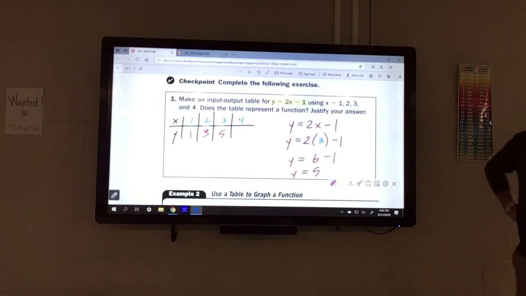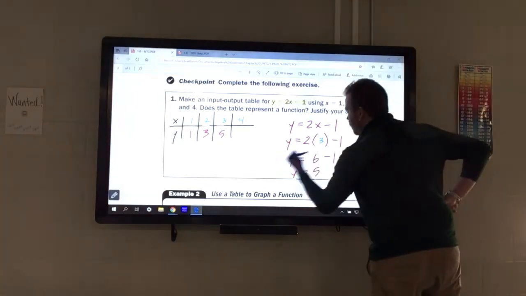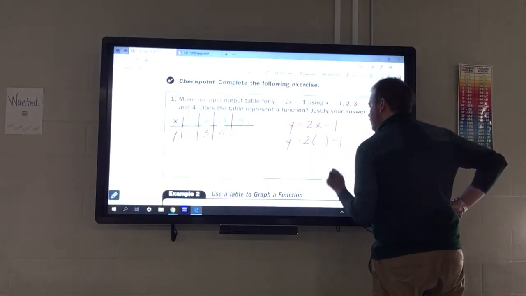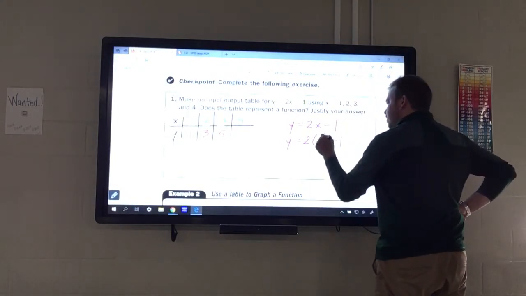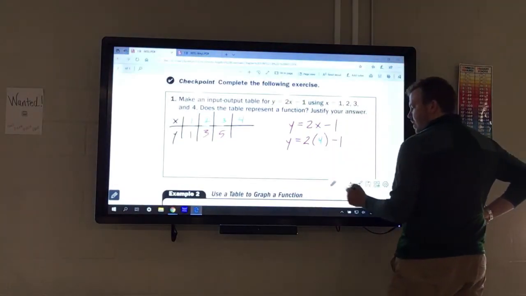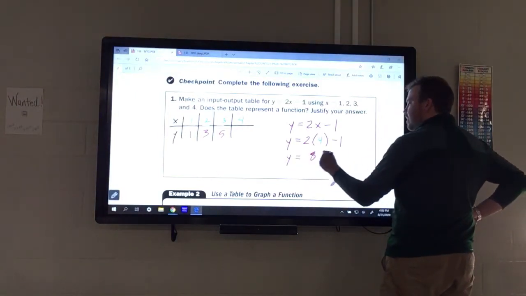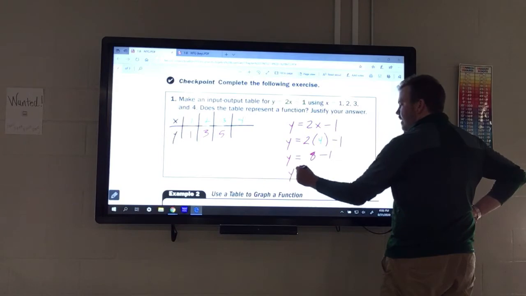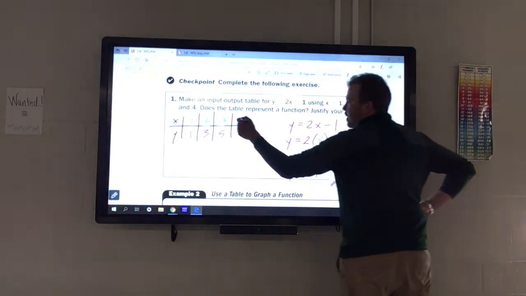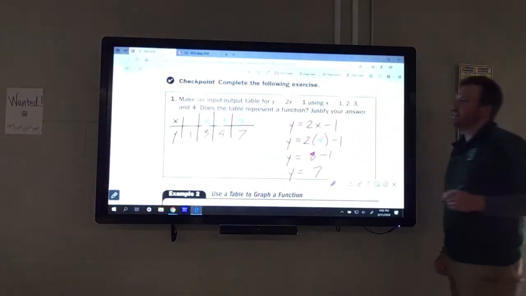And last, we evaluate when x is equal to 4. So we plug in 4 for x, and we use our rule to find y. So y is equal to 2 times 4, which is 8 minus 1, or y is equal to 7. So when x is 4, y is 7.